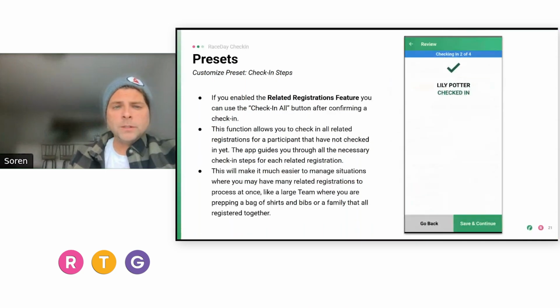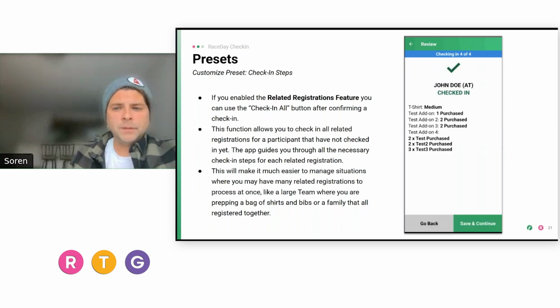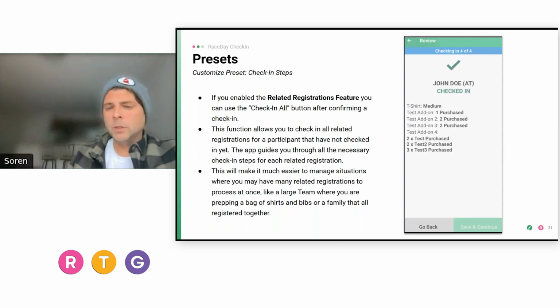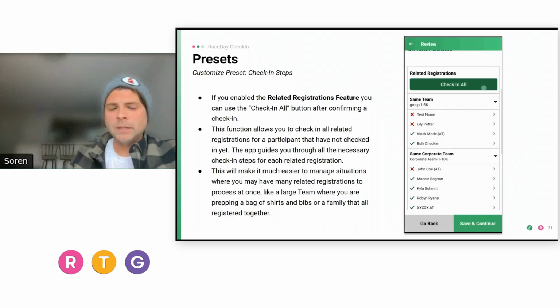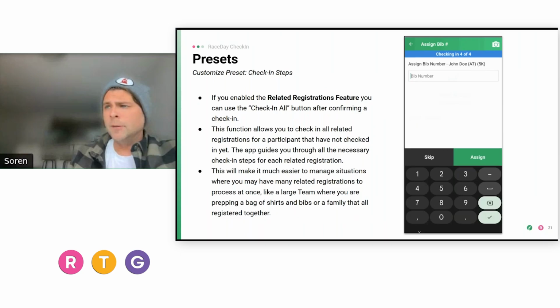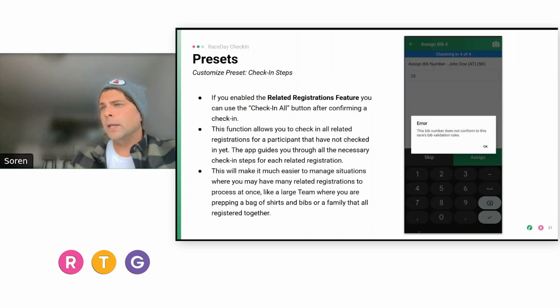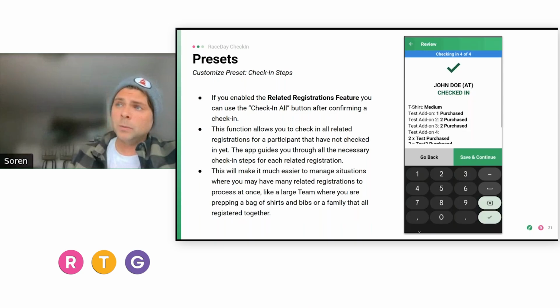If you enable those related registrations, you can see when you hit save and continue that the other options will show up there. So you can see multiple participants show up, and you can either check in all of them or go through specific ones. If you're doing a turkey trot or something like that, this is a really useful way to speed things up because most people register as a group.